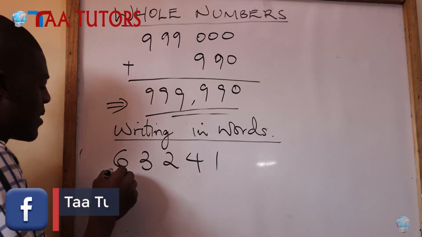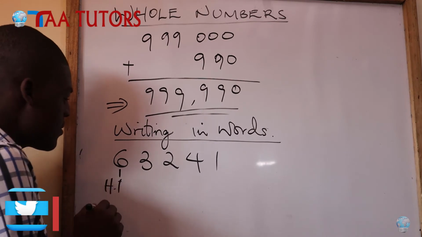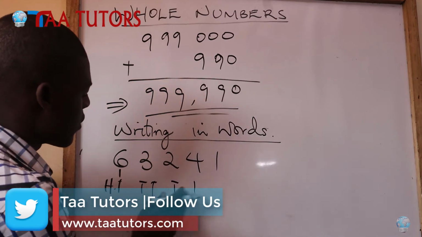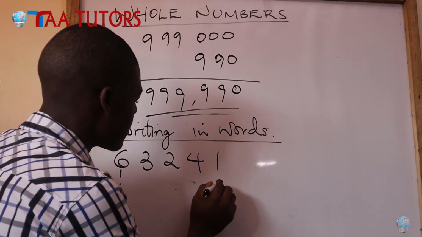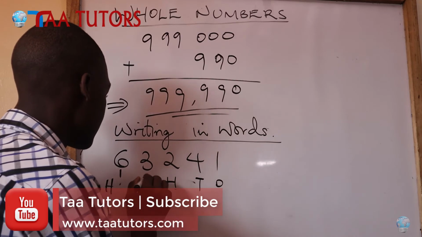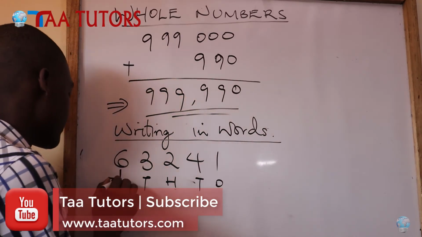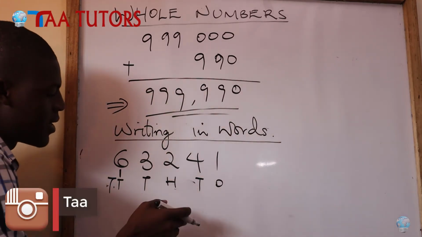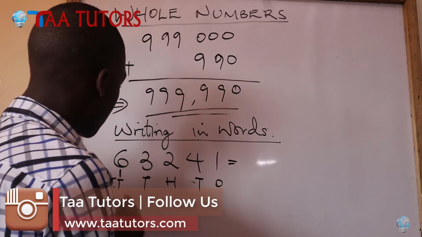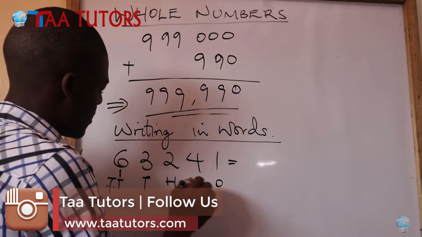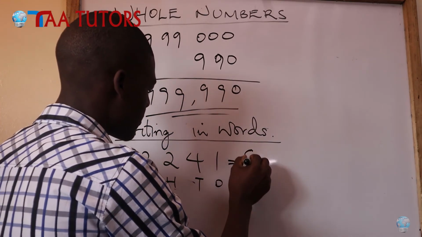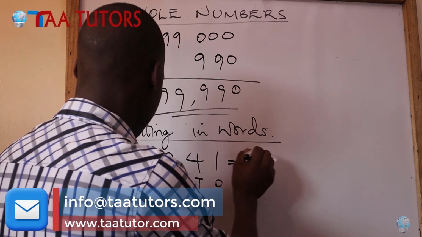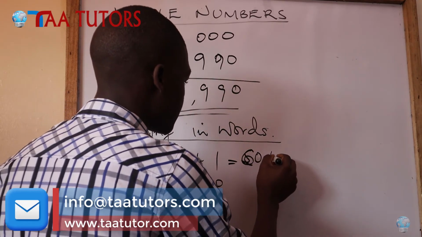So we know that this one is 100,000. This one is 10,000. This one is 1,000. This will be 1, 10, 100, 1,000, then 10,000. I've abbreviated because there is no need to write in more space. We had done it before. We will have 60,000.